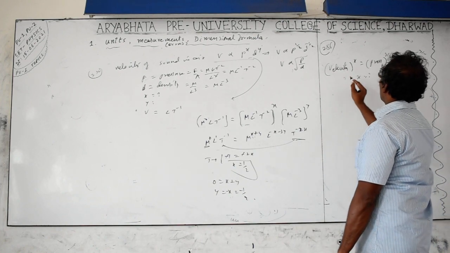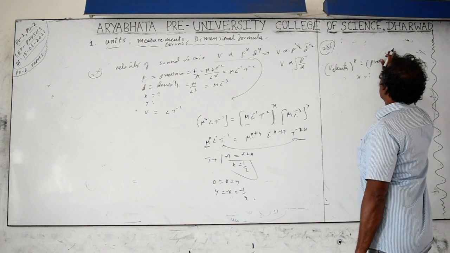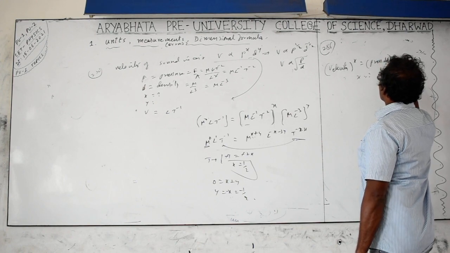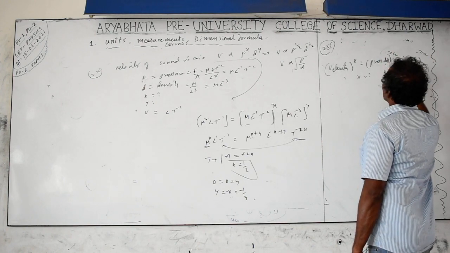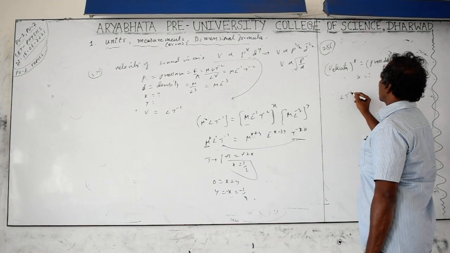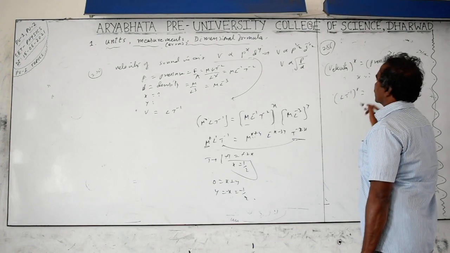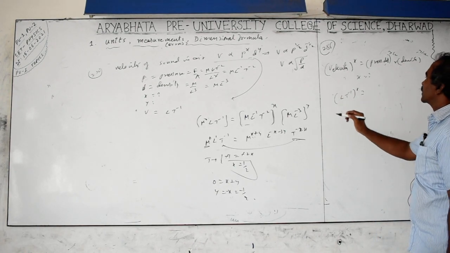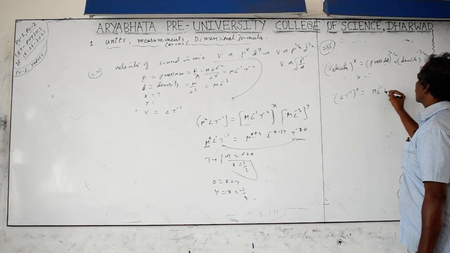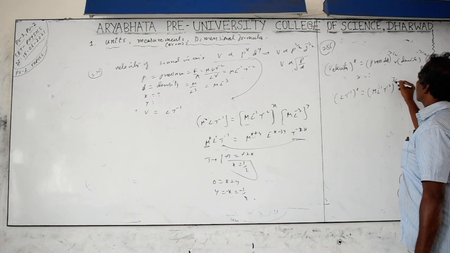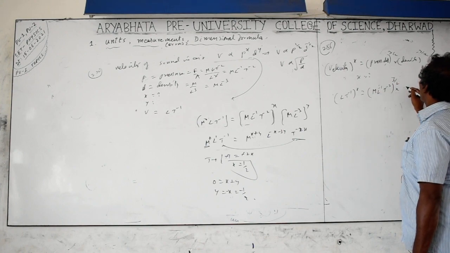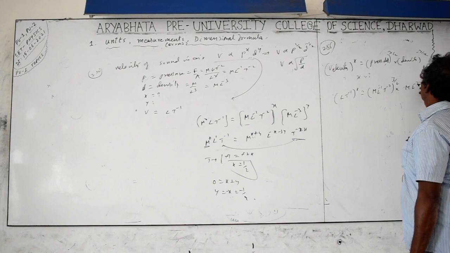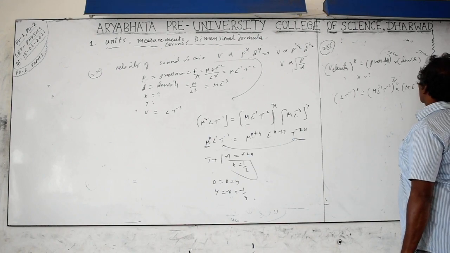Velocity dimension formula, and the pressure difference they gave: pressure difference and pressure are the same. To the power of 3 by 2. So velocity is LT minus 1 to the power of X. Pressure is ML minus 1 T minus 2, so ML minus 1 T minus 2 to the power of 3 by 2. Density is mass by volume, that means ML minus 3 to the power of minus 3 by 2.